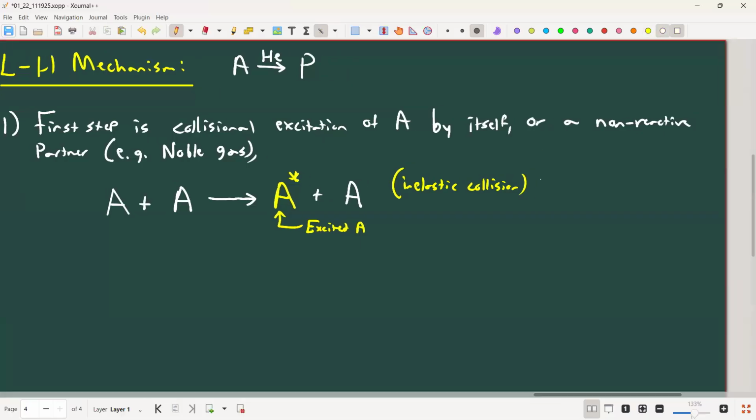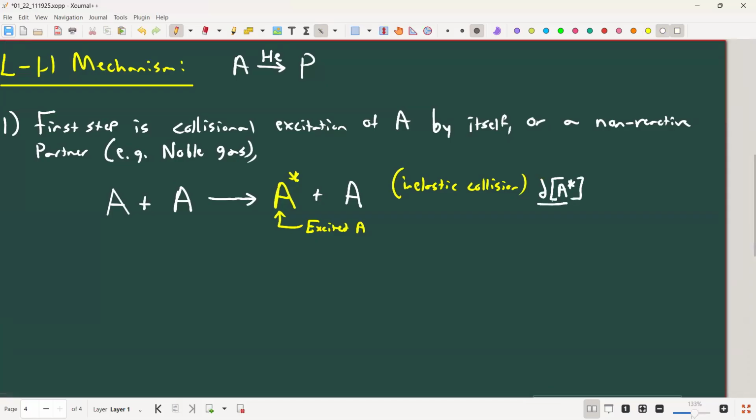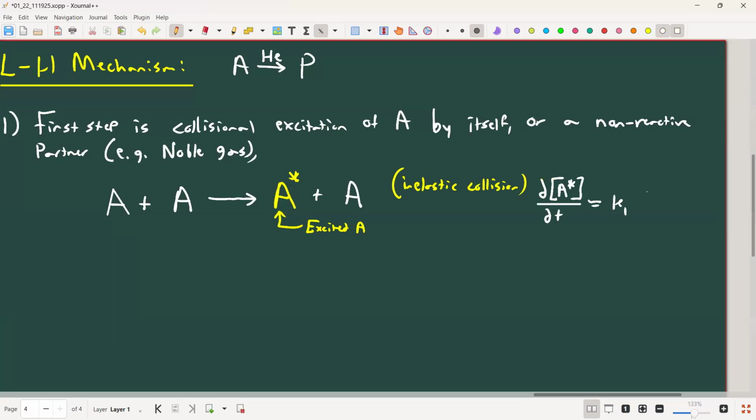Well, we can write a rate law for this very easily. We could say that the rate of formation of A star with respect to time is equal to some rate, we'll call it K1, times the concentration of the reactants, which is A squared. Right? This requires 2 molecules of A to come together to form A star. We get second order kinetics here. Okay, so now what we have is this A that's now at some new excited energy, right? That has taken that up from some collision.